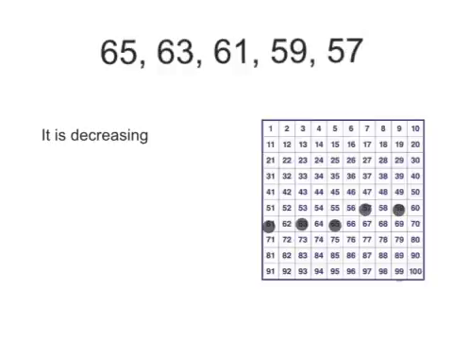I can already see a little bit of a pattern here. It is taking away 2 each time. So to continue the description of this pattern, it is subtracting 2 each time.